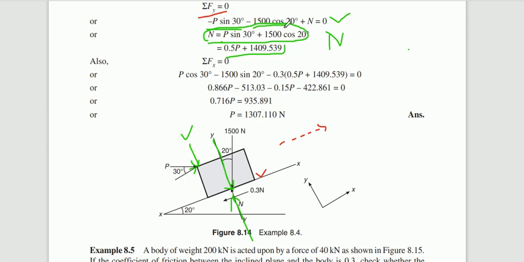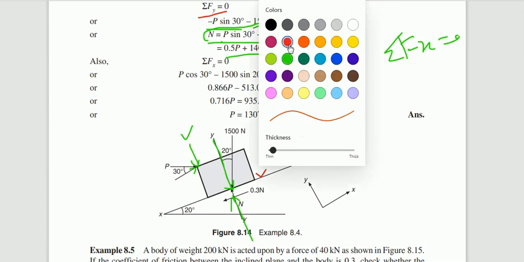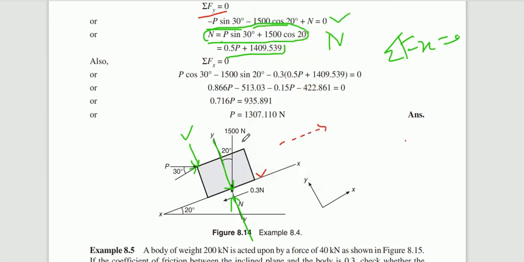Then apply summation of Fx is equal to 0. Summation of Fx is equal to 0 here. So Fx means, I will highlight the forces acting in the horizontal direction. So what are all the forces acting in the horizontal direction?